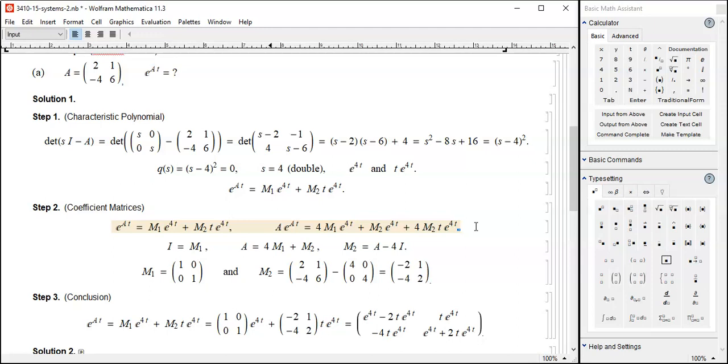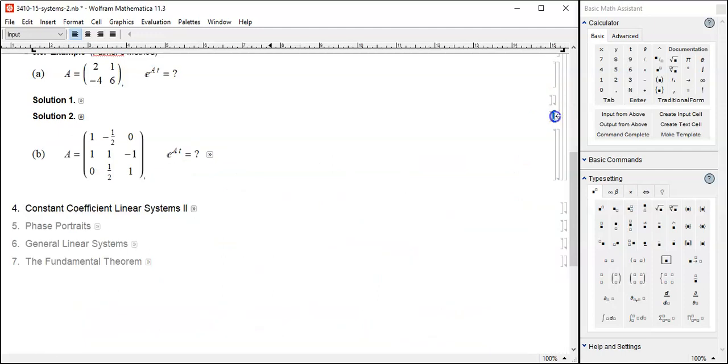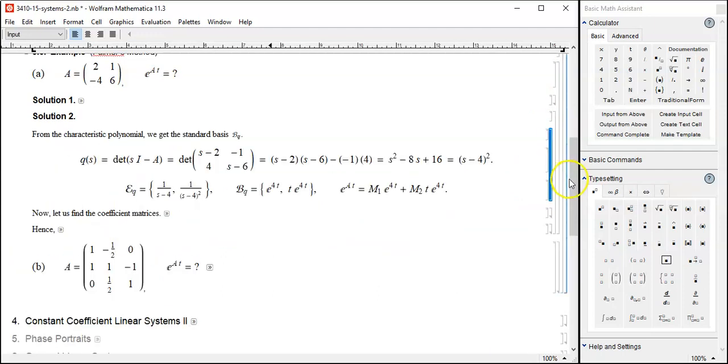Plug in t equals 0, that's giving you 1. The other, you can get it by taking the derivative and plugging in t equals 0. Simplify, we get that. And then further computation, and then just plugging in. That's a solution.